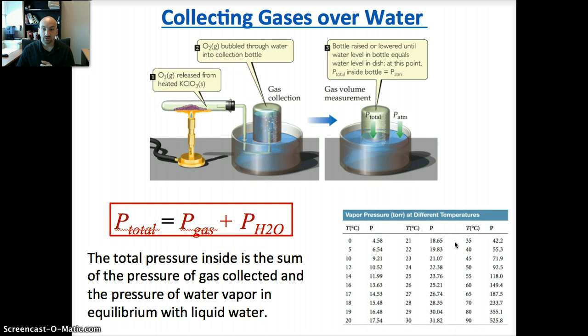An experiment that you'll conduct in the laboratory is to measure the amount of oxygen gas released from heating potassium chlorate. In this experiment, you have a tube that's connected from the reaction to a water pan and then into an inverted beaker filled with water. As oxygen gas is produced, it pushes the water from the beaker into the pan, and then the total pressure inside the beaker is the sum of both the pressure of the gas collected and the pressure of water vapor in equilibrium with liquid water, which we can use this equation to solve for the pressure of the gas, which is oxygen. If we know the pressure of water and we know the total pressure, we can then solve for that.